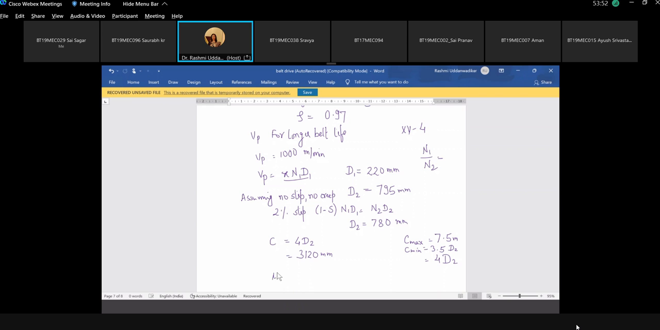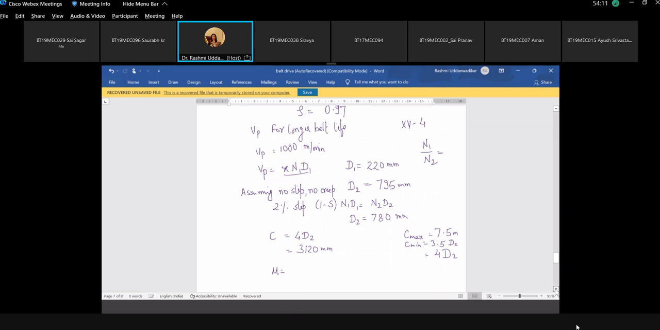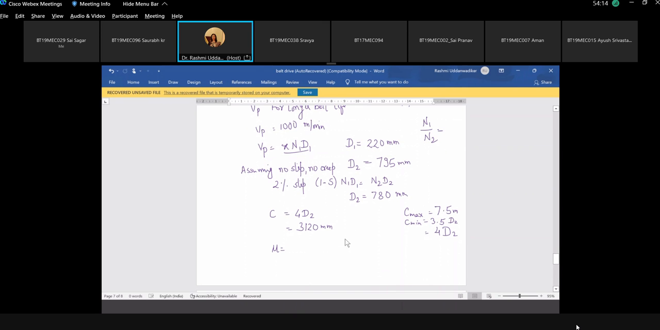Next, mu. Coefficient of friction. What is the material for belt? Leather. What is usually the material for the pulley? Unless specified, we'll go with cast iron pulley. Wood pulley or paper pulley is again rarely used for limited application. So we are assuming pulley made out of cast iron. What is the value of mu? Same page. Leather belt, cast iron pulley. This is 0.35.